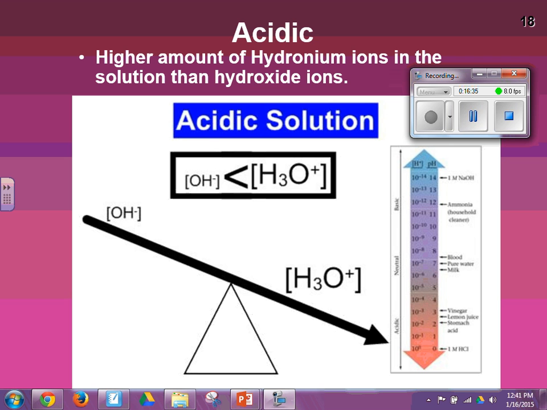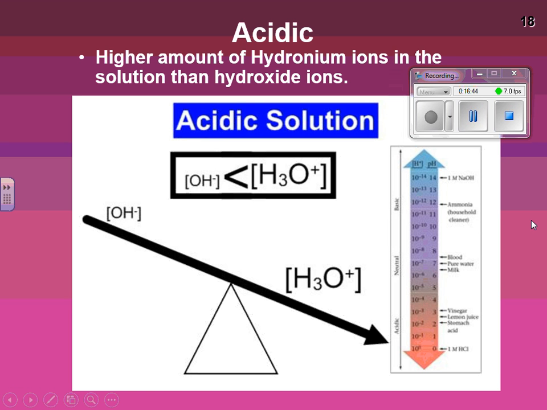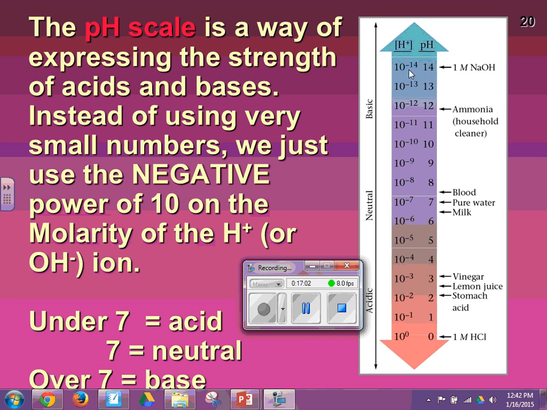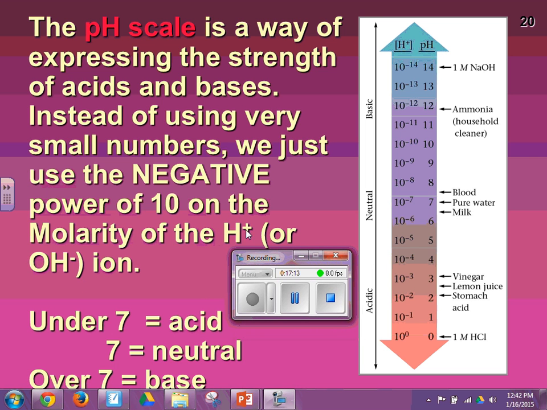You're talking about the concentration of each type, either hydronium ions, H3O, or hydroxide ions, which are OH. Okay, so now, what does this really mean, and what is the pH? Well, the pH scale is fairly simple. The pH scale is a way of expressing the strength of acids and bases. Instead of using very small numbers, we just use the negative power of 10. This goes a little bit deeper than what we really need to. The basic premise is that each of these is a certain concentration of hydrogen ions, and there is a reverse scale for hydroxide ions. But for the most part, we're talking about the concentration of hydrogen ions.